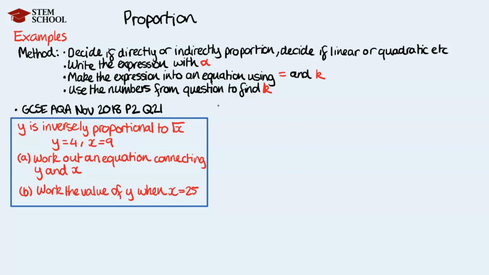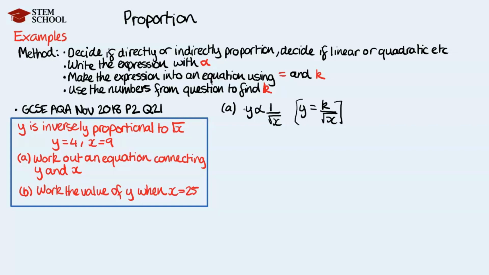So part A is asking us, work out an equation connecting y and x. So let's do that, okay? So the first step is to write the relationship down. So we can say that y is inversely proportional to root x, 1 over root x, okay? And then the second step is to replace the proportional symbol with an equal sign and include k into it, the constant k. And there we have it, so we've got a formula here.